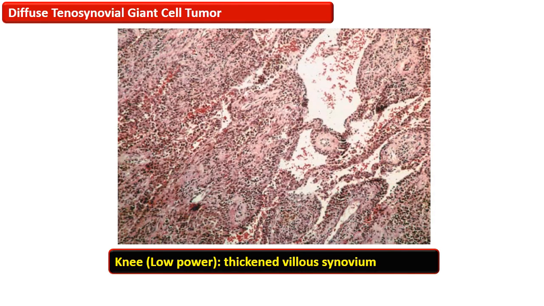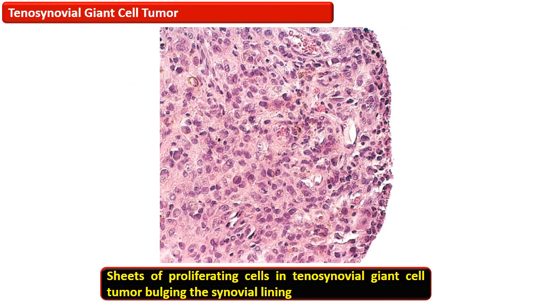This is the histopathological appearance of the tenosynovial giant cell tumor, which is showing that the synovium is thickened and showing villous architecture. This is the histopathological appearance of the diffuse form, which is showing that below the synovium there is a sheet of proliferating cells, and these cells are bulging toward the synovial lining, and hence it is responsible for the nodular appearance.